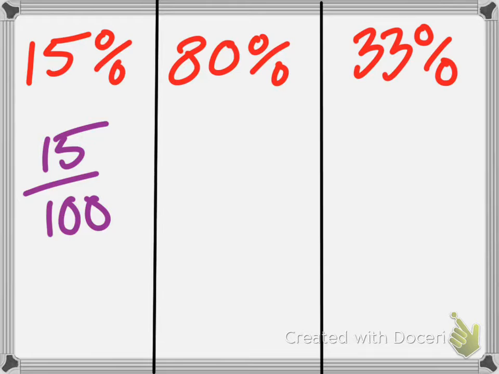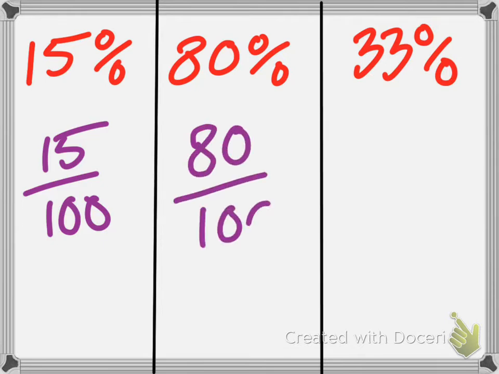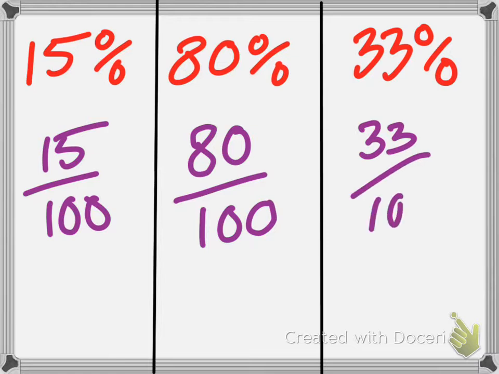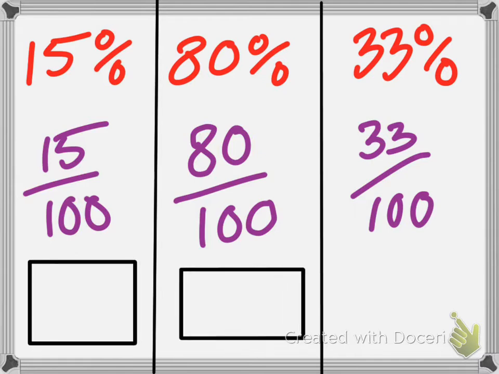Ruby, what's the initial fraction for 80%? 80 over 100. So we got this, Hannah. We got 33 over 100. That's it. Our initial fractions, you just put whatever number you have over 100.